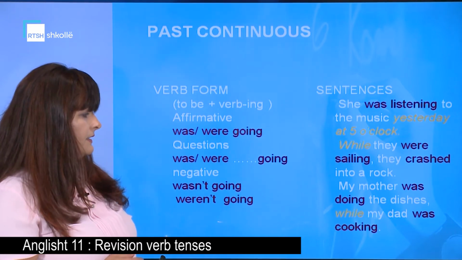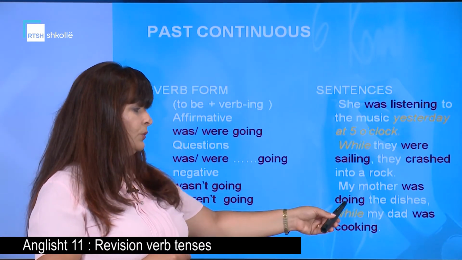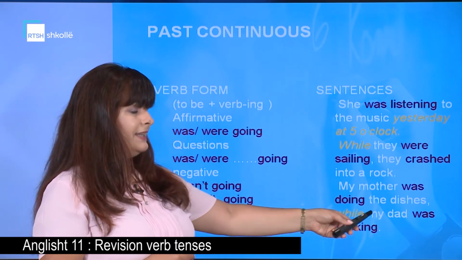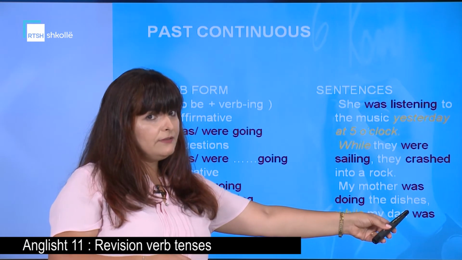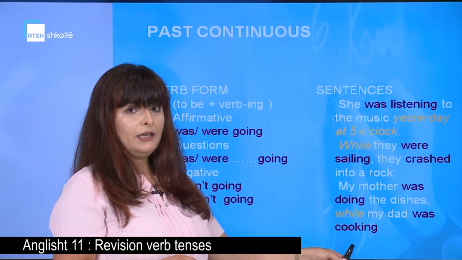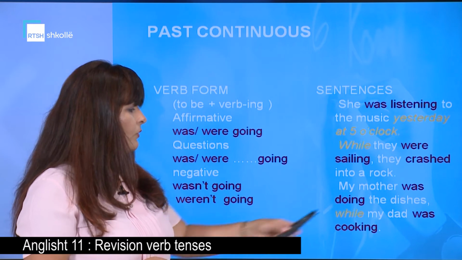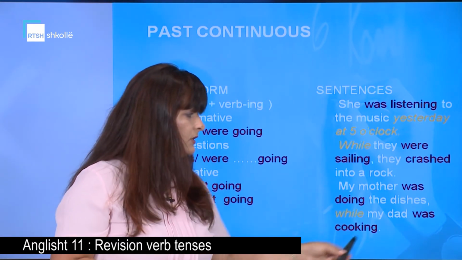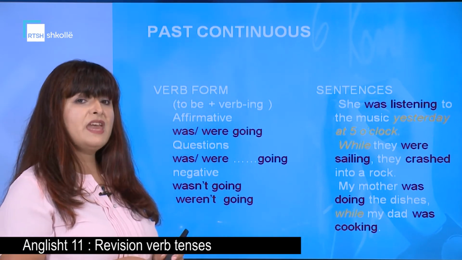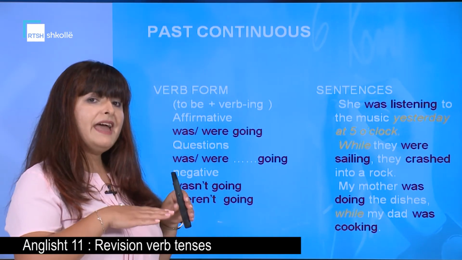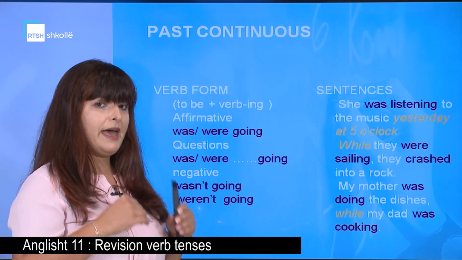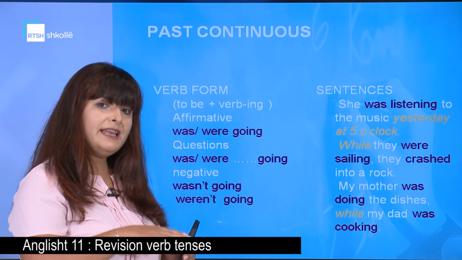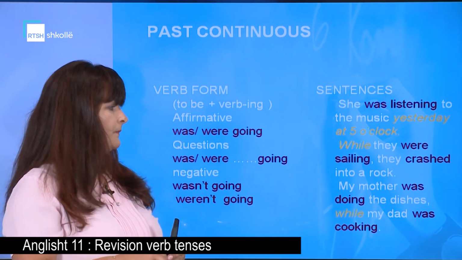Another sentence is, my mother was doing the dishes while my dad was not watching TV, but he was cooking. Now we have the time expression while. We have two past continuous used in the sentence, and they both happen at the same time in the past. We say two actions happening simultaneously in the past.